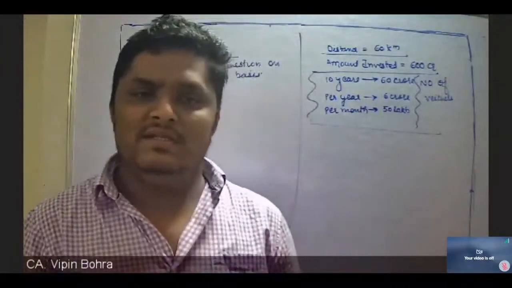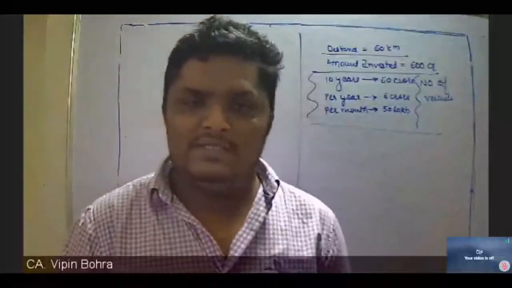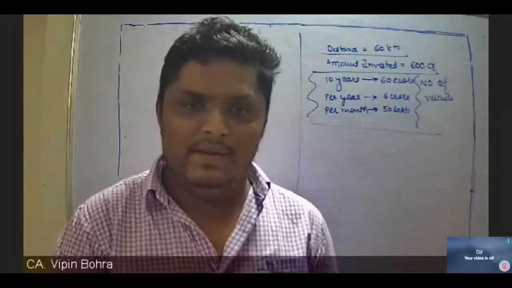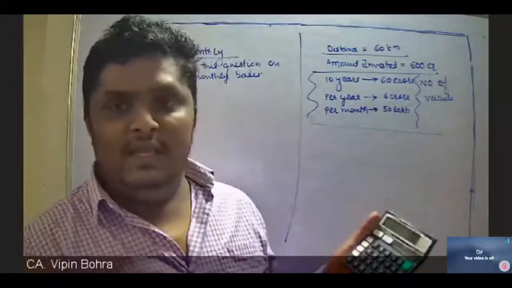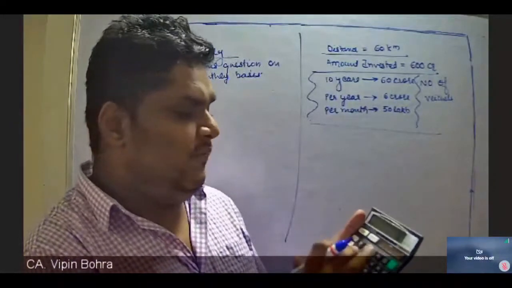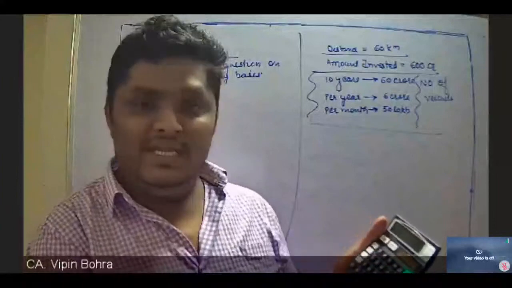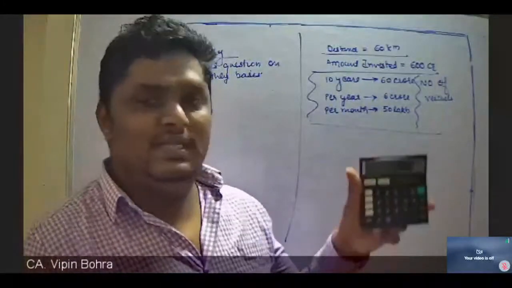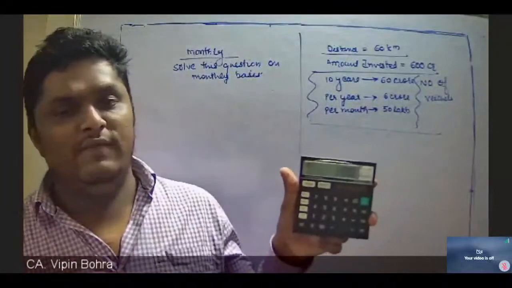Collection persons, total 3 shifts, 4 persons per shift, and 150 per day per person. So very simple. Total 150 per day per person. How many persons? 4 persons. How many shifts? 3 shifts. How many days in a month? 30 days in a month. So we could have easily calculated 54,000.